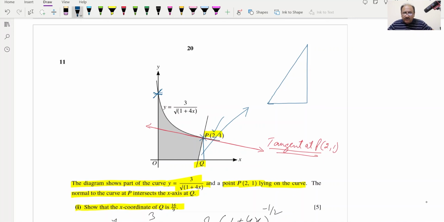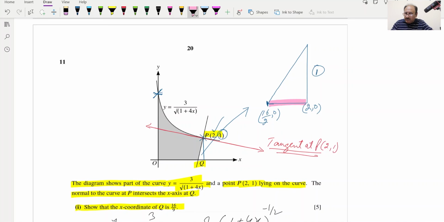For this triangle, this side is 1 unit, because this y value is 1, and this point is basically 2 and 0, and this point which we found is 16 by 9 and 0. So we can check this.